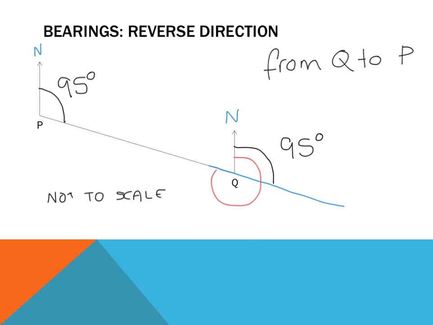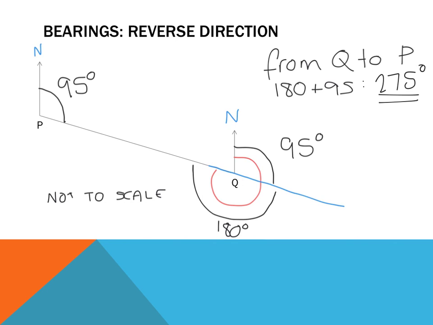Following round clockwise from that blue line now, we're going to go back until we reach the line going to P. Now that's a straight line, so it's got to be 180 degrees. Therefore, the total bearing is going to be 180 plus 95, because we've got to go through the 95 and then a bit further, the 180 further, to get to our line. Final answer there would be 275 degrees.